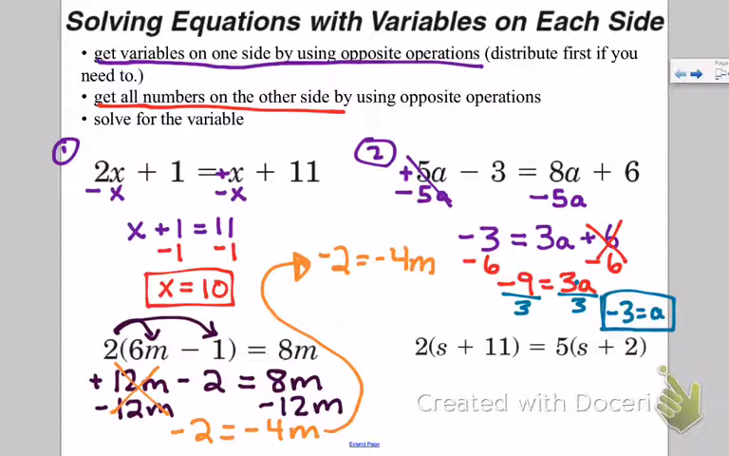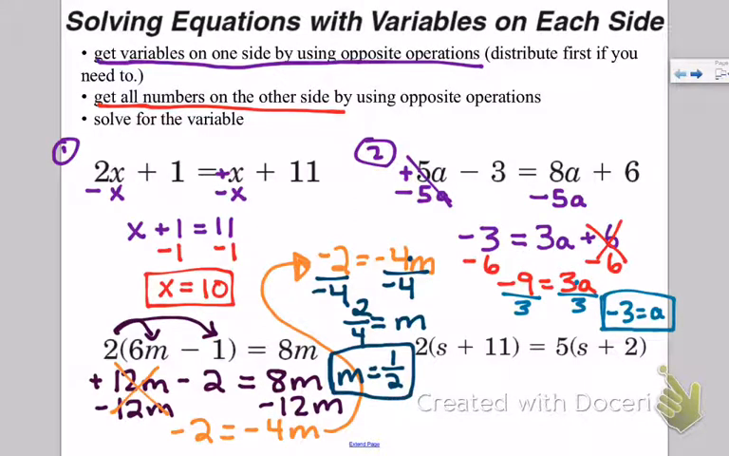If -4 is being multiplied by m, the opposite operation would be to divide by -4 to get m by itself. That will cancel out, and I'm left with -2 over -4. Negative divided by a negative is a positive, so I'm left with +2 over 4. But we can reduce that to 1/2, and we need to give our answers in fully reduced form. So make sure that we reduce it.